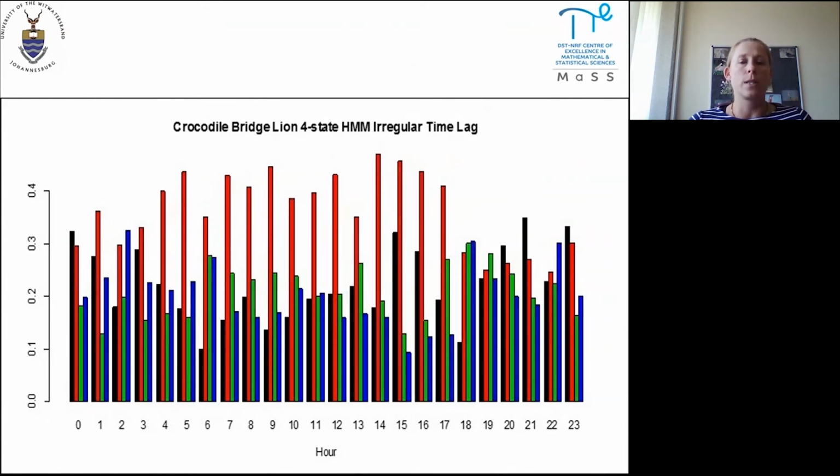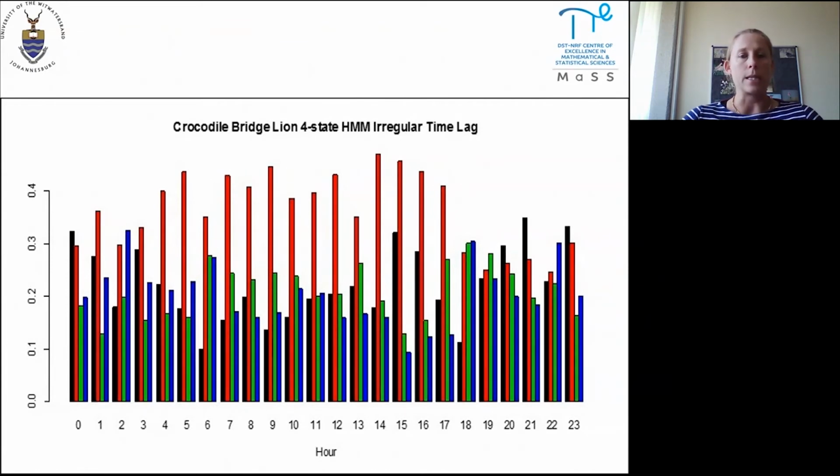What's interesting with this is that it wasn't the typical pattern that we would have expected for a lion. The point was that we were able to fit the hidden Markov model using this irregular data. How we interpret these states still needs some work and a decision about what they are actually picking up, because presumably it is picking up something slightly different to what we normally get with a regular time step hidden Markov model.